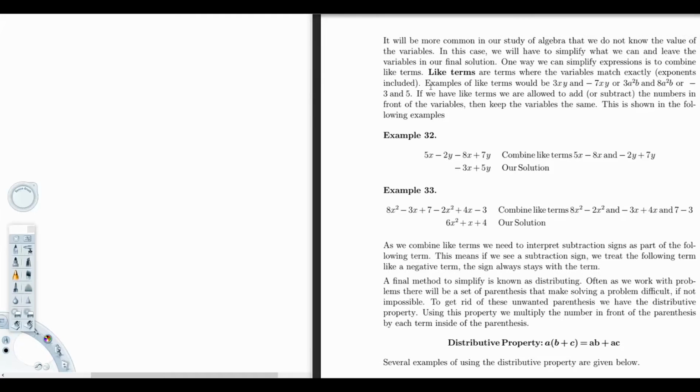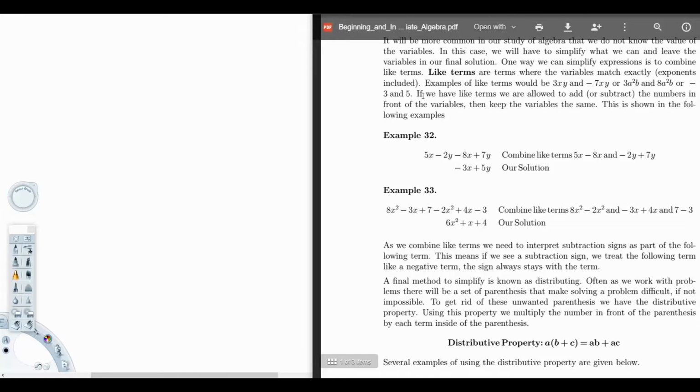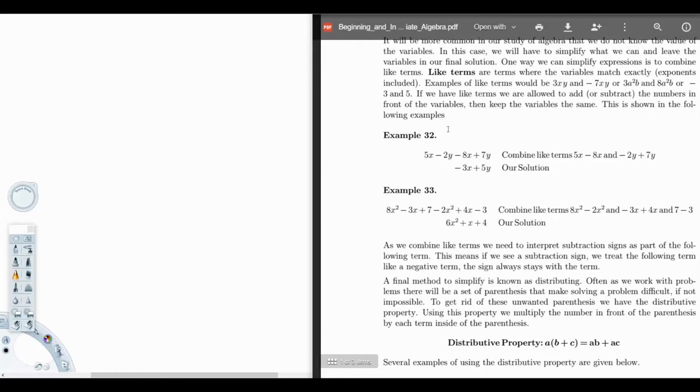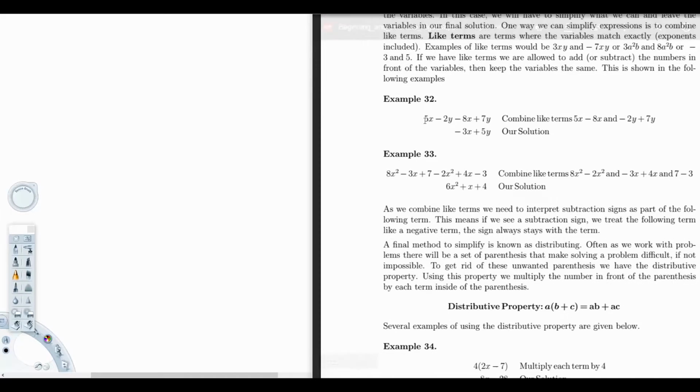Examples of like terms would be 3xy and negative 7xy, or 3a squared b and 8a squared b, or 3 and 5. If we have like terms, we are allowed to add or subtract the numbers in front of the variables. Then keep the variables the same. This is shown in the following example. 5x minus 2y minus x plus 7y.